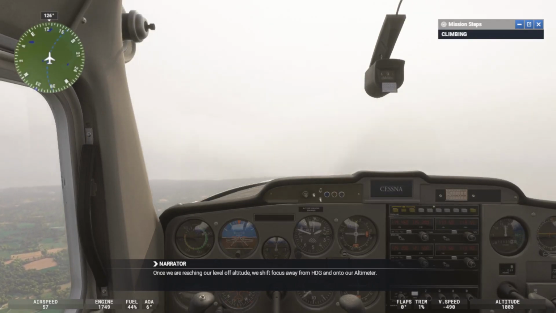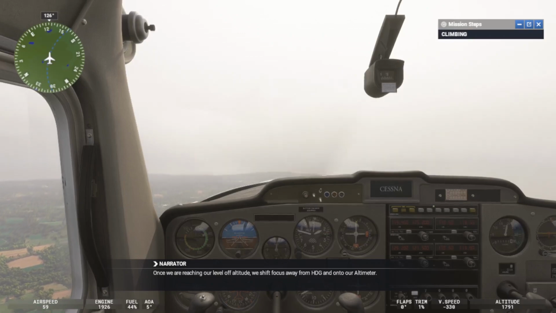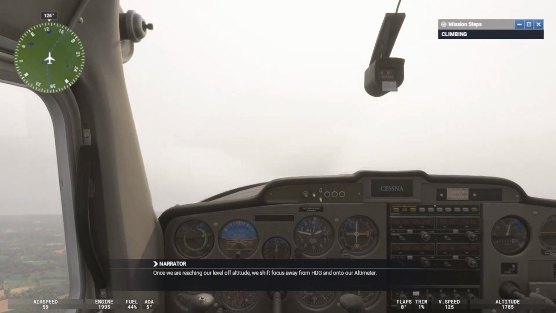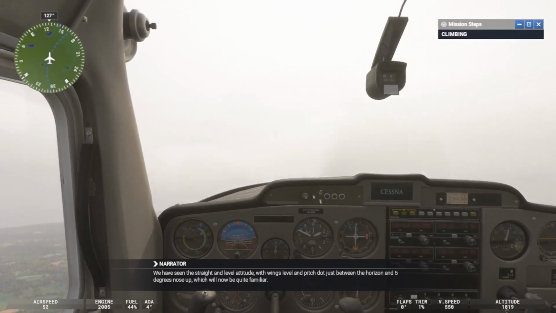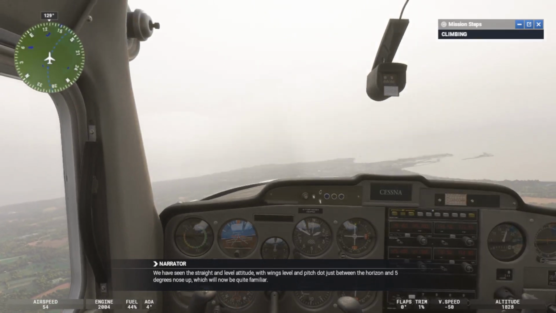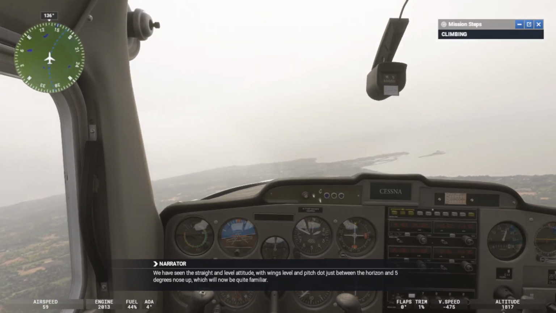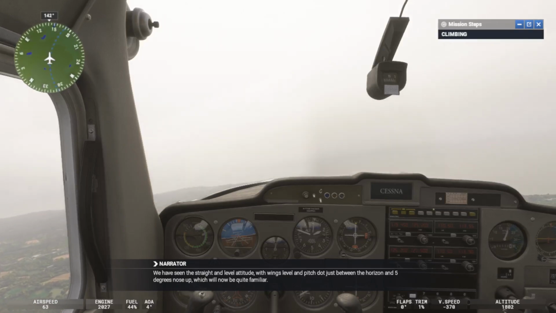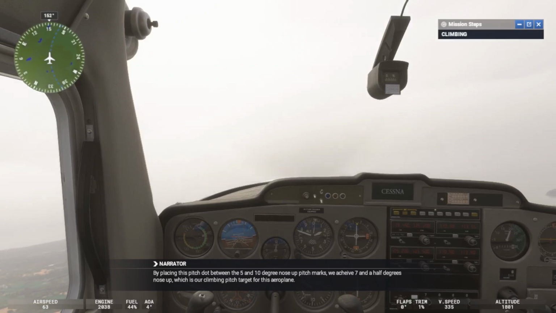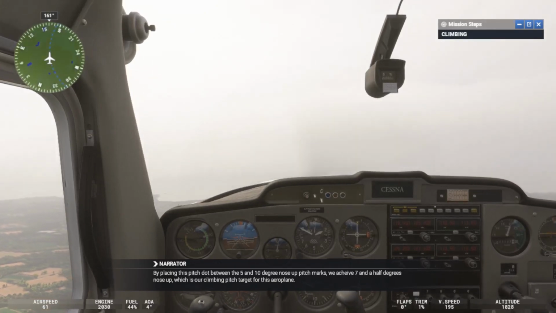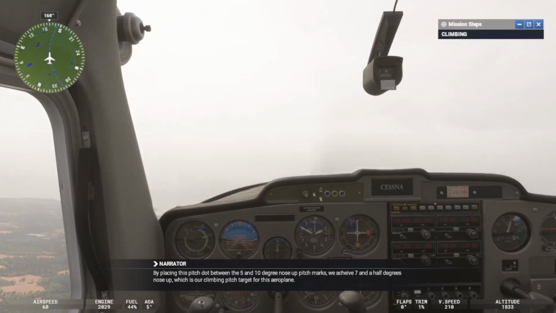Once we are reaching our level off altitude, we shift focus away from heading and onto our altimeter. We've seen the straight and level attitude with wings level and pitch dot just between the horizon and 5 degrees nose up, which will now be quite familiar. By placing this pitch dot between the 5 and 10 degree nose up pitch marks, we achieve 7.5 degrees nose up, which is our climbing pitch target for this aeroplane.